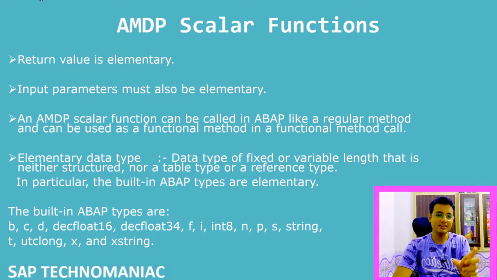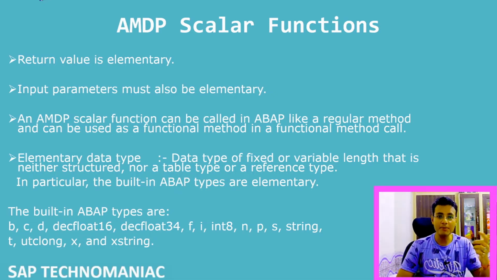Obviously it's a function, so we always have one return parameter, which should also be elementary, and we can have the input parameter also. Obviously we can't have the changing and exporting parameter. In the same way, because it is a function, it will always return one value. If you have some changing and exporting parameter, you should always use an AMDP procedure, not an AMDP function.